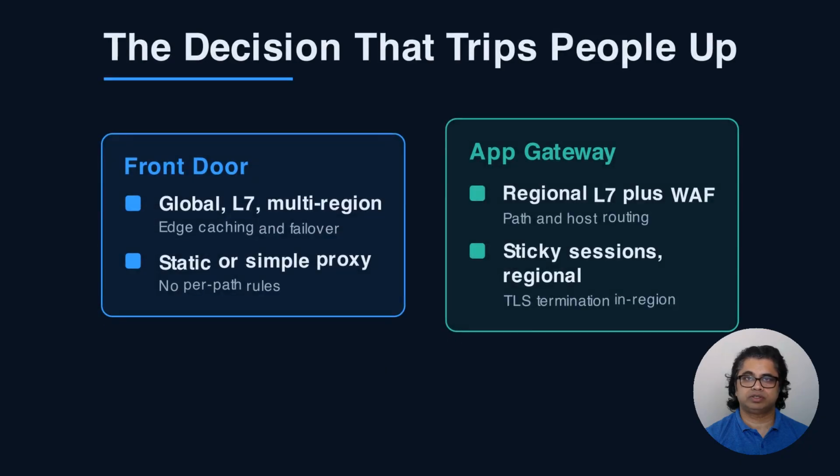Here's the choice people get wrong. If you only have one region and need WAF plus path routing, you don't need Front Door at all, just Application Gateway. If you're global but serve only static content or simple proxying without per path rules, Front Door alone is enough. No gateway. You combine them only when you need both global failover and regional Layer 7 control, which is our case. And never reach for Application Gateway when all you need is Layer 4 TCP distribution. That's Load Balancer's job at a fraction of the cost. Match the layer and the scope to the requirement, nothing more.